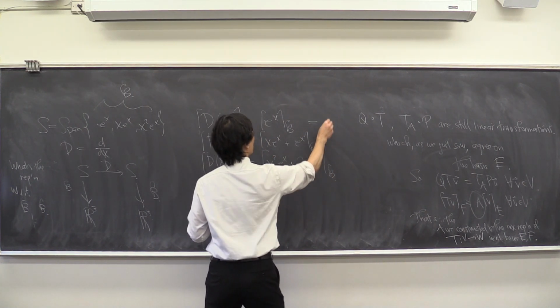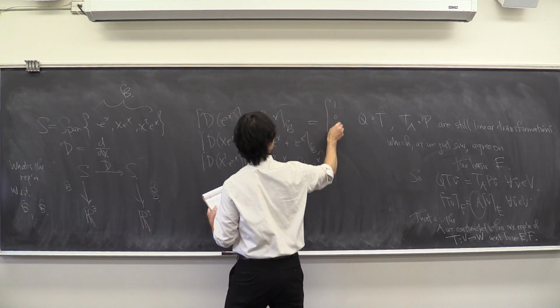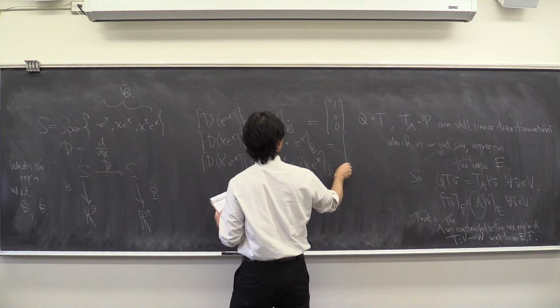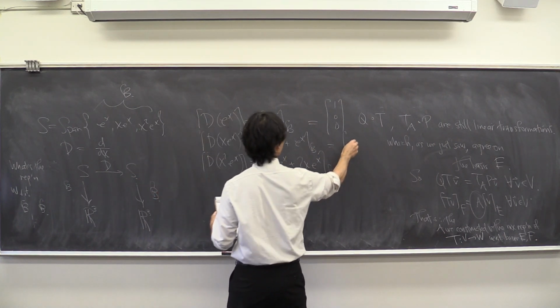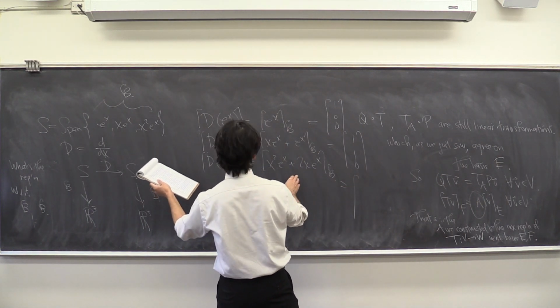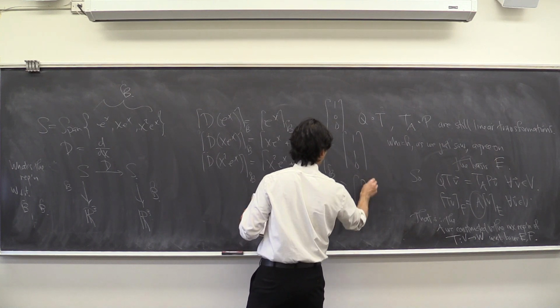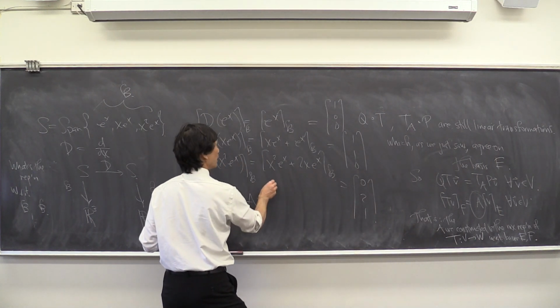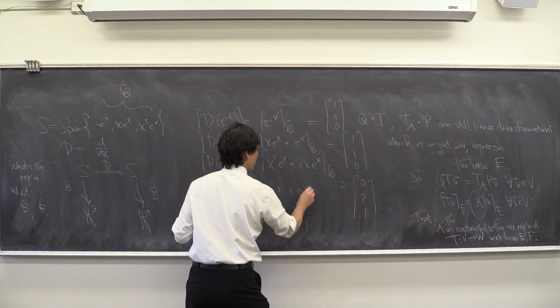Right, I say, okay, e to the x in terms of this basis is 1, 0, 0. This thing in terms of the basis is going to be 1, 1, 0. And this guy with respect to the basis is going to be 0, 2, 1. And so my matrix is 1, 0, 0, 1, 1, 0, 0, 2, 1.